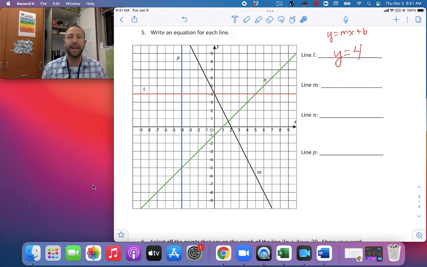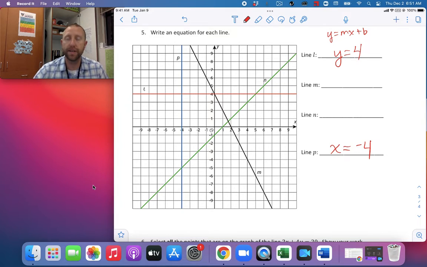I'm going to do line P because it's another special graph, right? It's this vertical line. It never touches the y-axis. It's parallel to it. So my equation is only going to have x in it. And it's just going to be x equals, and then whatever the x value is where it crosses the x-axis, and I can see it crosses the x-axis right here at -4.